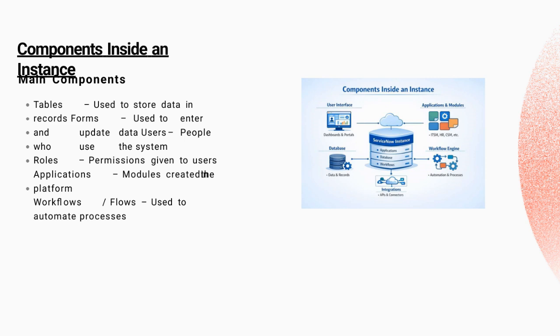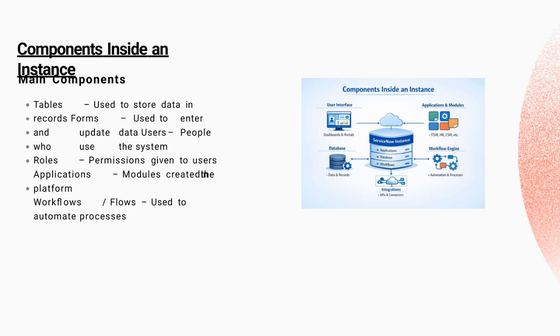First, we have tables, which are used to store data in records. Think of them as the foundation where all your data is organized and kept safe. Next, forms are essential for entering and updating data. They provide a user-friendly way for people to interact with the data, ensuring accuracy and ease of use.